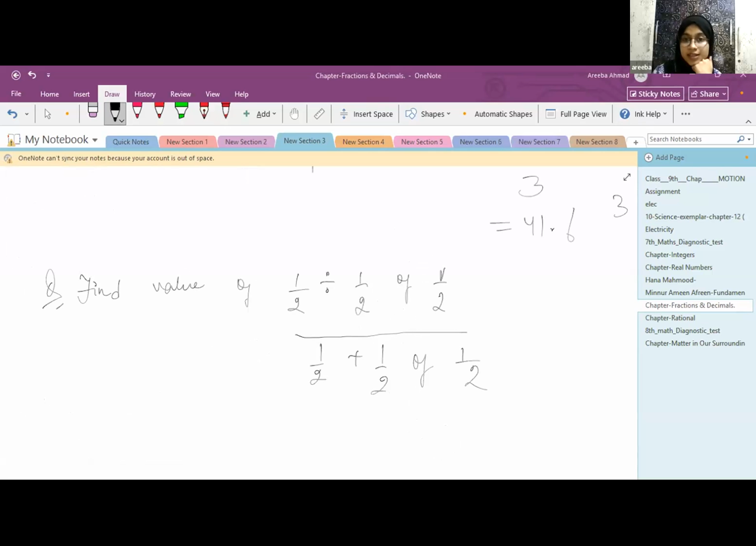So the actual answer is coming out to be? 2 by 8. But I simplified it. The actual answer is coming out to be 2 by 8.